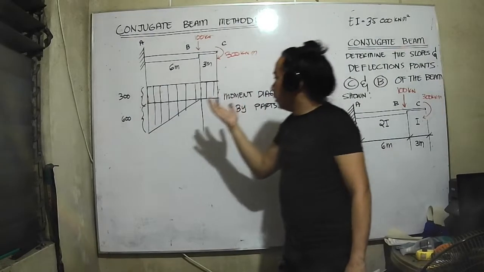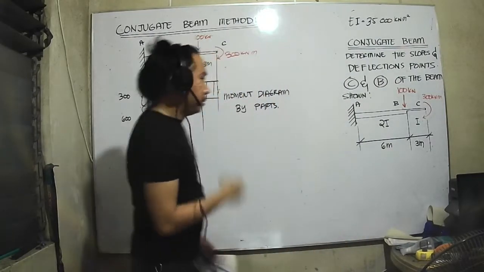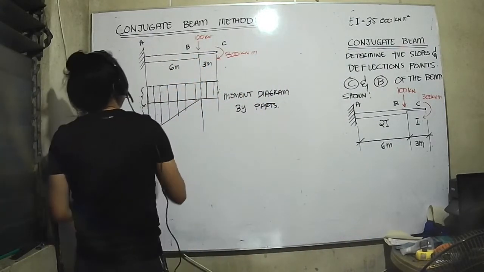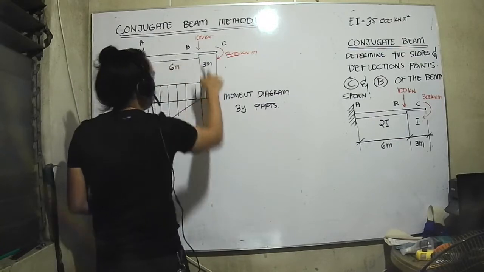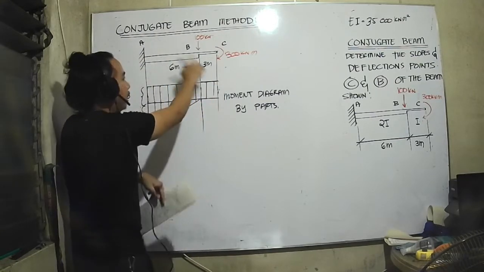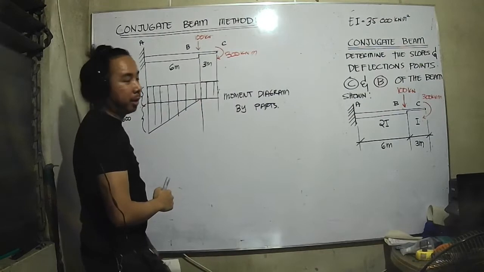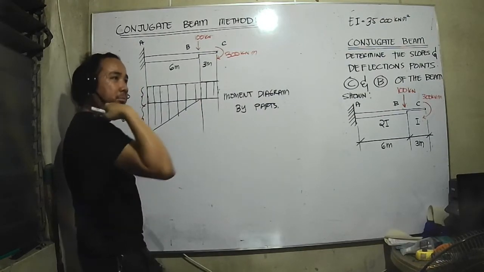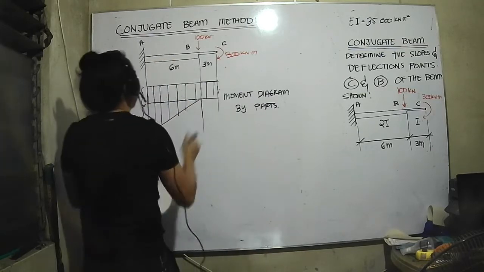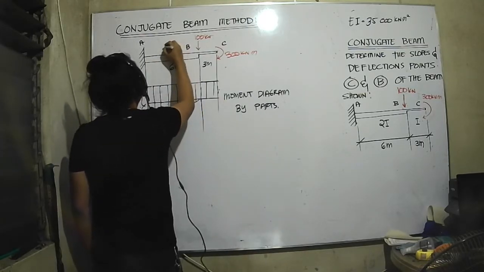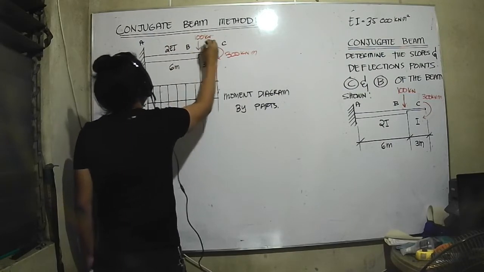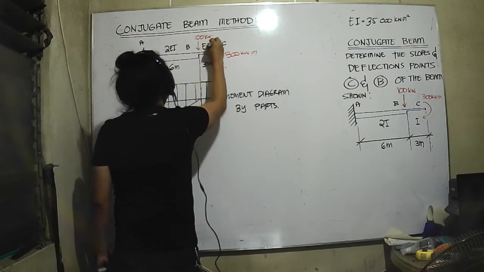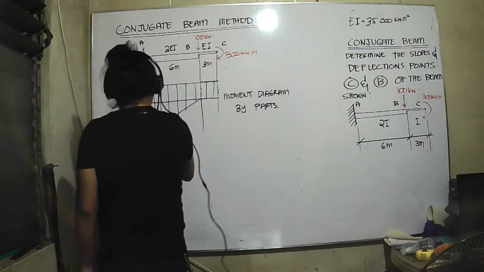Now, with the moment diagram by parts, we want to account for EI. We already know that this portion is 2I and this portion is just 1I. So if we multiply by E, this is 2EI and this is just EI. You have to take note of that.